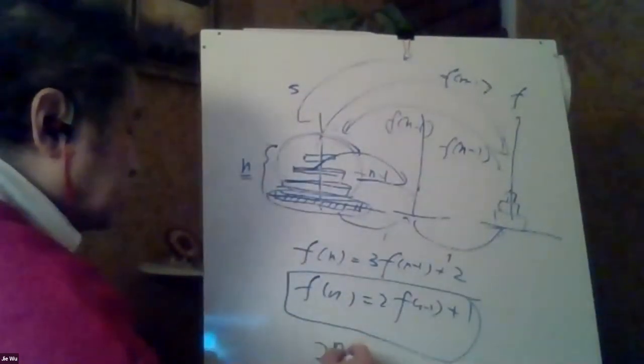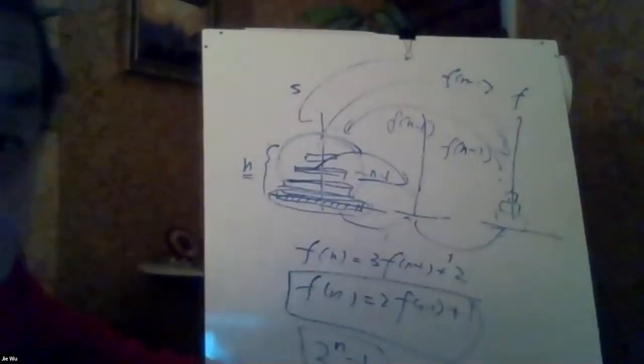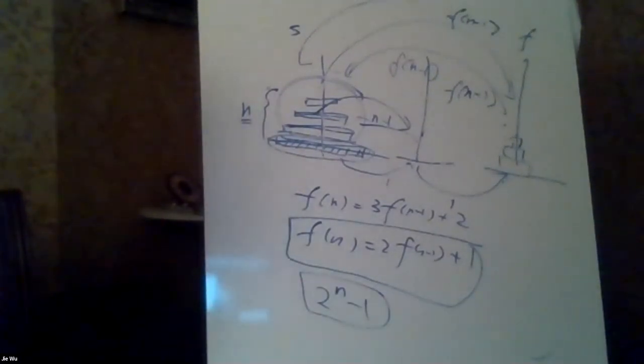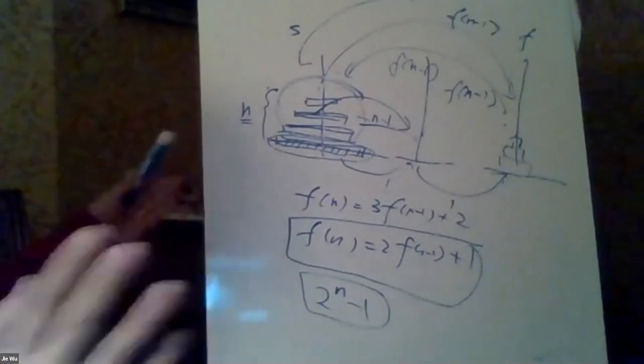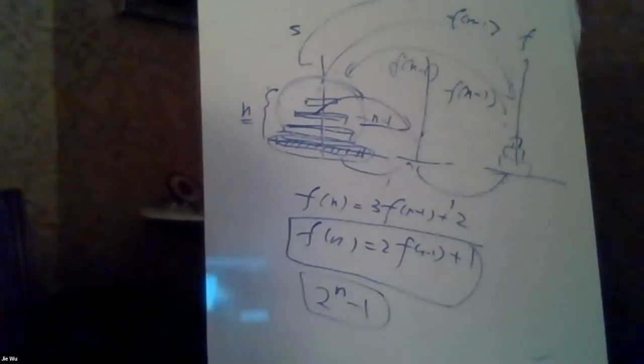So you end up with 2 to the N minus one, right? So we all know this one. Let's make it more interesting. This is a problem you probably did not know. This problem is already solved, right? And then we will discuss these things.